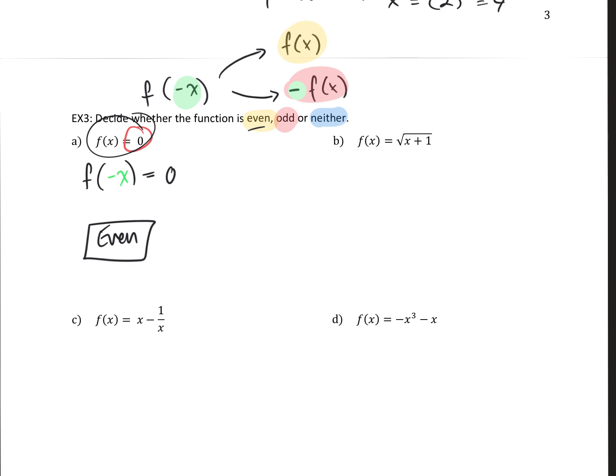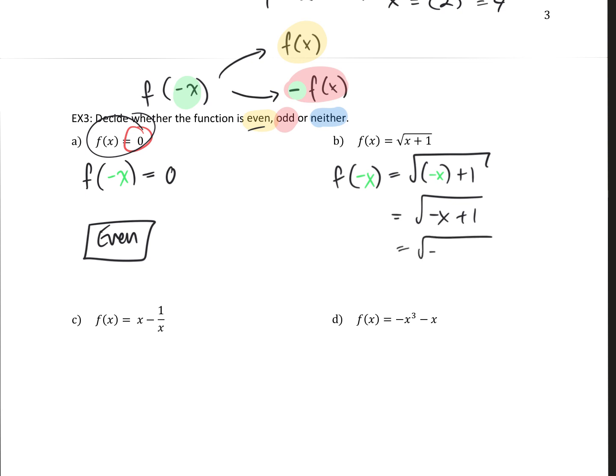So now, for f of x equals square root of x plus 1, what is that going to be? And again, for showing your work, you need to show me that you plug in the opposite of x when you're doing these problems. So that's going to be f of negative x, and then we're going to have that equal to the square root of negative x plus 1.